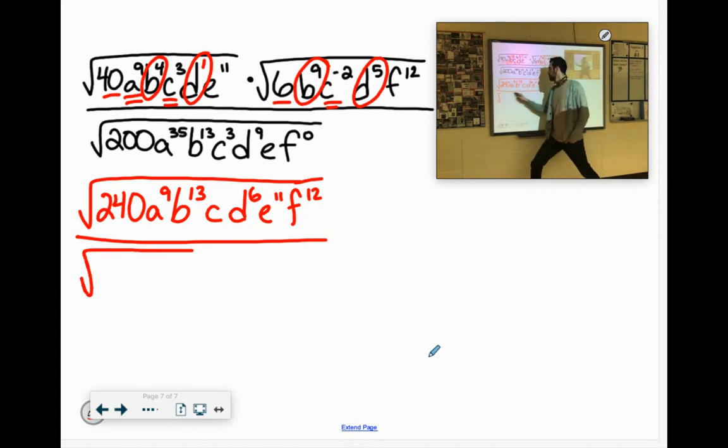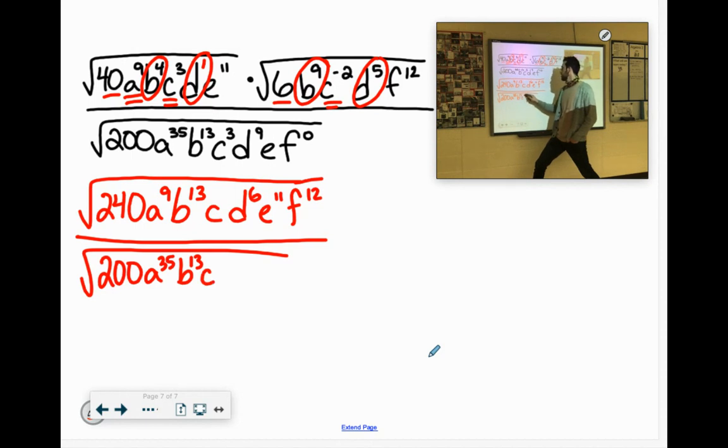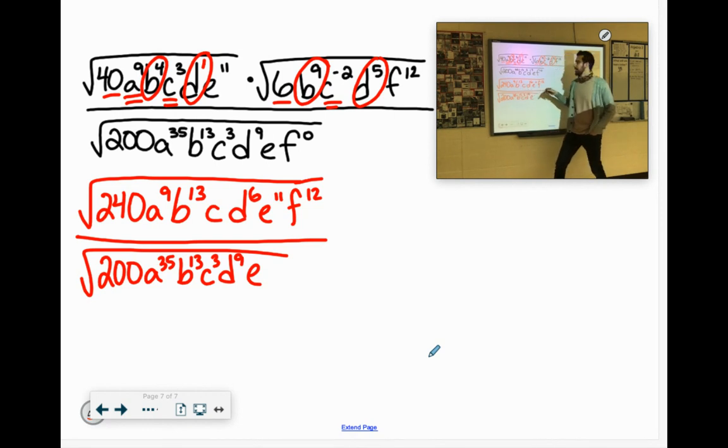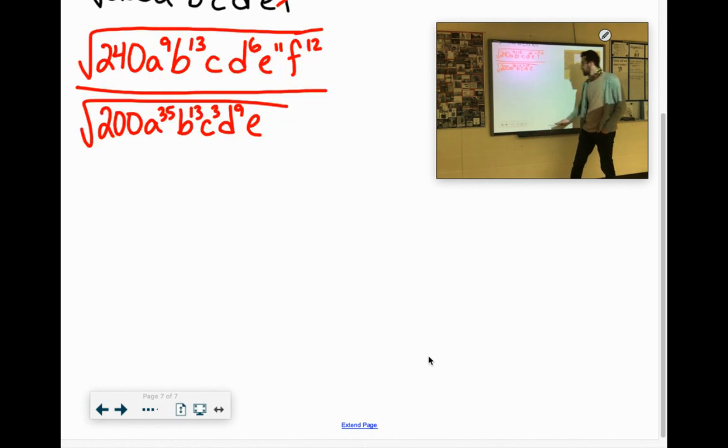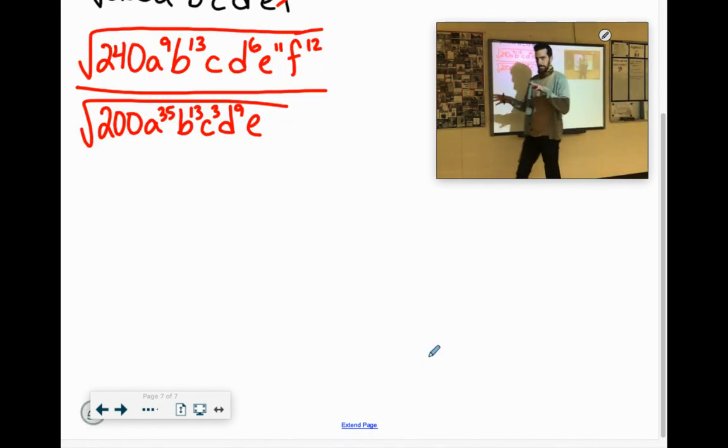Denominator, nothing to combine there. 200 a to the 35th, b to the 13th, c to the 3rd, d to the 9th, e to the 1st, which is just e. Now anything to the 0 power, just clear it out. You could write it initially, but anything to the 0 power is 1, so that's gone. So now just looking at the red stuff here, let's simplify what we can.